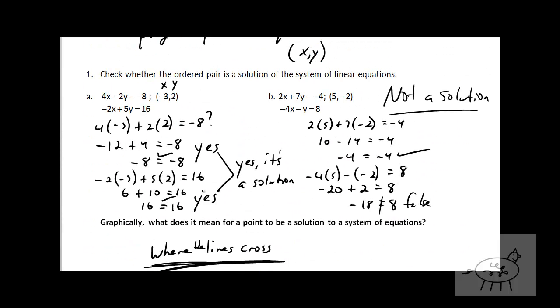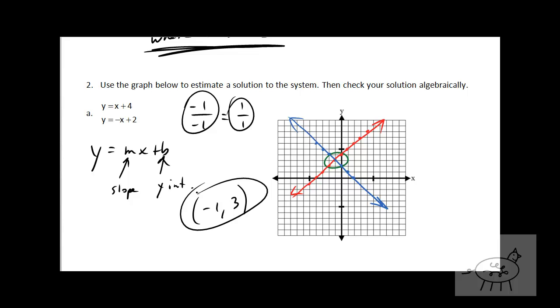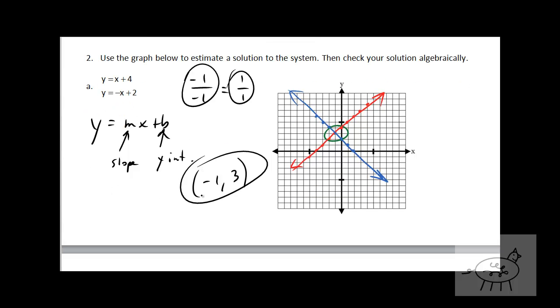I asked you, check whether each ordered pair is a solution. This is exactly the same thing. So if I took that negative 1, 3 and I plugged it into, remember this is x and this is y, so be careful. If I plug it back into the first one, I get 3 equals negative 1 plus 4. So that's 3 equals 3.